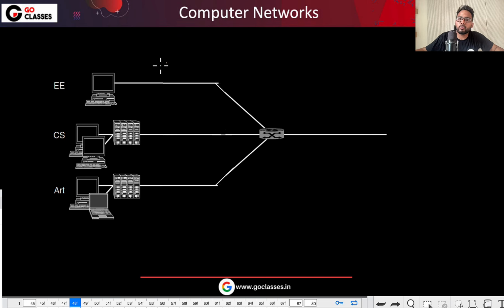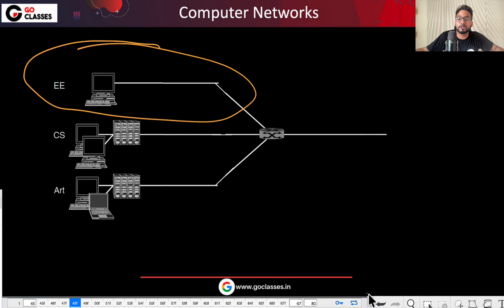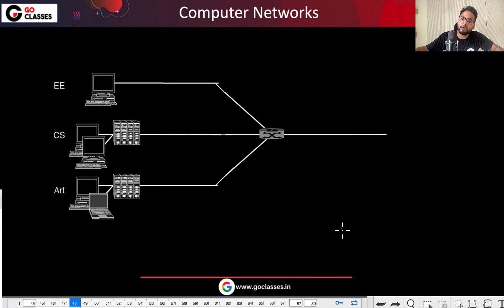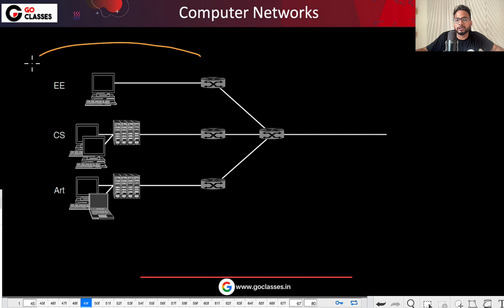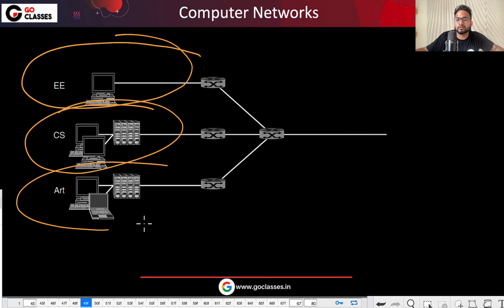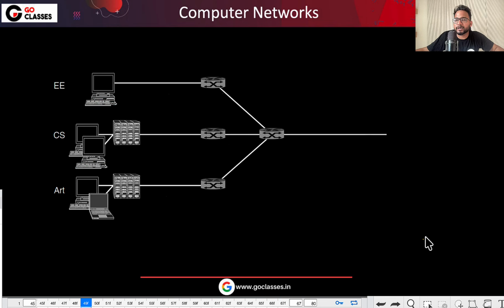Now, suppose I want to have a different subnet for each of these departments. Then I place a router for each department, and we call this one subnetwork, this another subnetwork, this another subnetwork. You can also directly call it a network. Separately they are subnetworks, and together they form a complete network. Earlier this was a single network, now we have divided it into subnetworks by placing the router. So why do we do it?